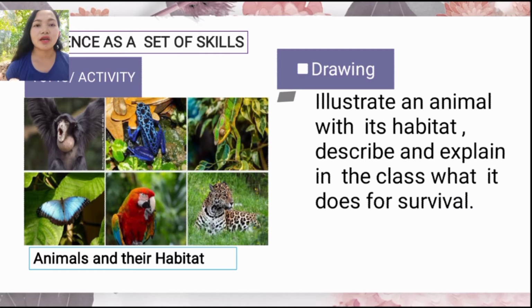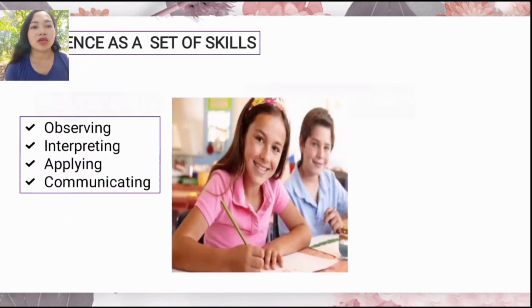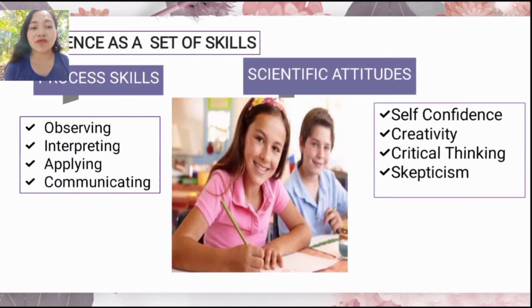For the activity, the title is Animals and Their Habitat. I let them make an illustration, a drawing of an animal with its habitat, and describe and explain what it does for survival. This is an individual activity. So in this activity, science is a set of skills.